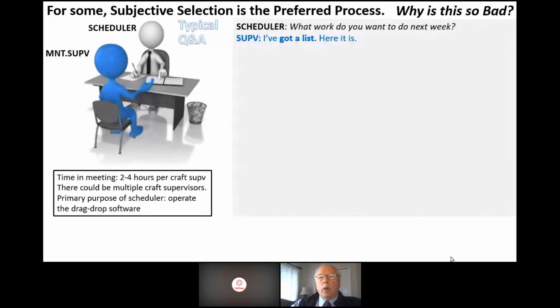Okay. What work? Now, this subject is called subjective selection. Very few are talking about this, but this is what is happening. For some, the subjective selection approach is their preferred process, and I believe this is not a good process. So here's an example Q&A. The scheduler, like I said earlier, is sitting with the maintenance supervisor. So the scheduler says, what work do you want to do next week?